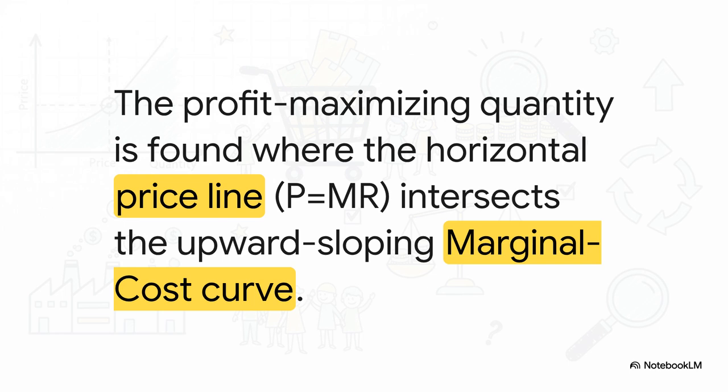For any quantity to the left, like Q1, the revenue line is above the cost curve. That means we're making a profit on that unit, so of course we're going to produce more. Now look to the right, at Q2, the cost curve is above the revenue line. We're losing money on that unit. Time to cut back production. The sweet spot is always where MR equals MC.